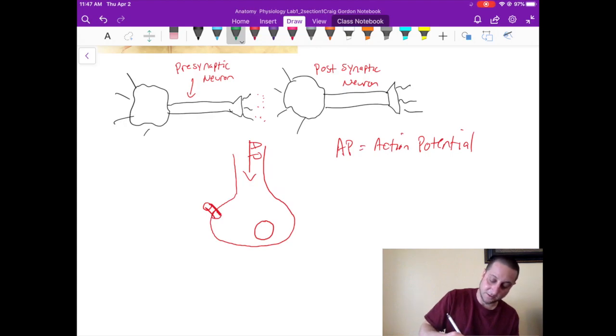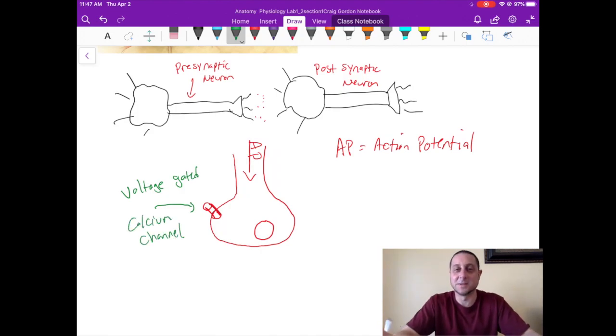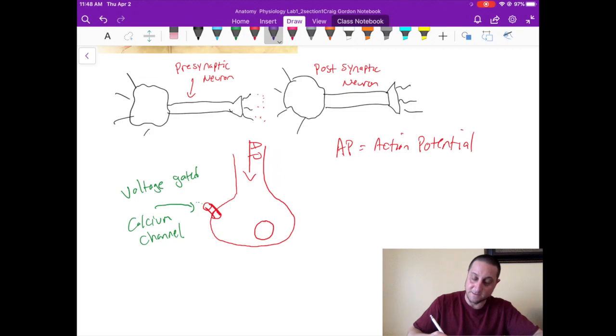And we're going to call this one a voltage gated calcium channel. Think about how important calcium is. When we were talking about the sarcoplasmic reticulum, you had your calcium coming out and causing the muscle contractions. Now here we have voltage gated calcium channels, and that calcium is going to go in. And we have these circles inside of the axon terminal, these are called vesicles.